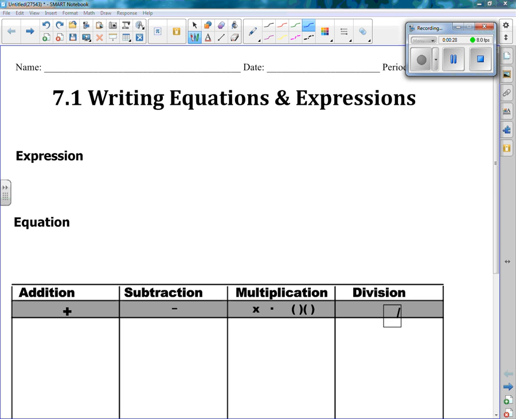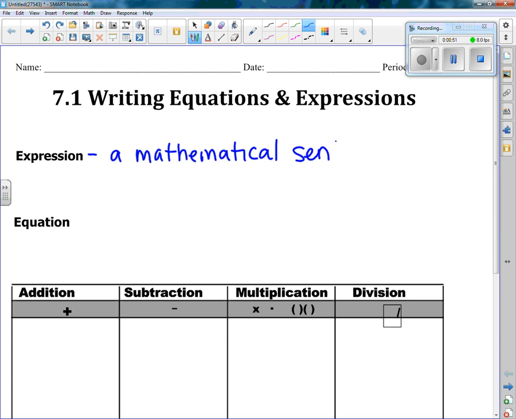Okay, so first thing, let's define the two things that we're going to be working with today, expressions and equations. And you guys have worked with this a lot. You probably just haven't written a definition of it. So first thing, expression. Okay? An expression is simply a mathematical sentence, and this mathematical sentence can contain numbers, variables, operations, anything in that realm that you can think of.